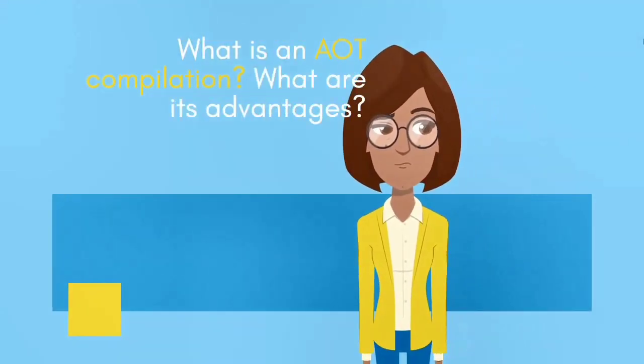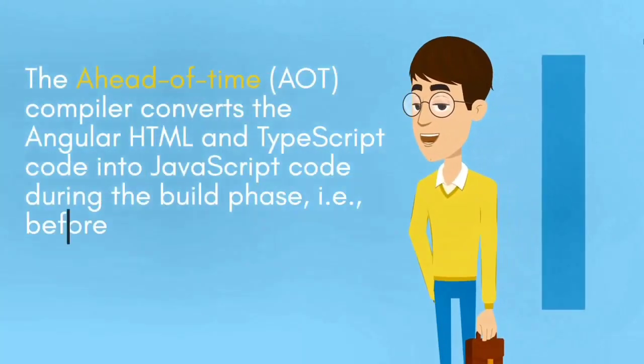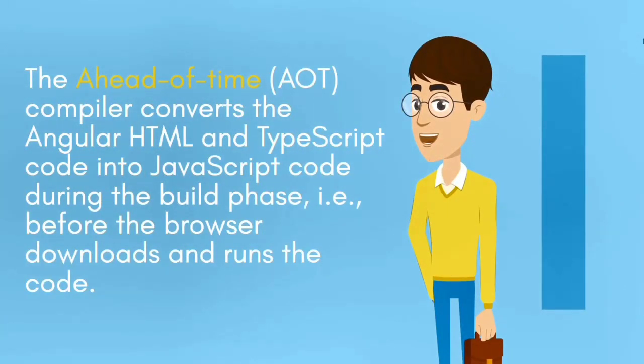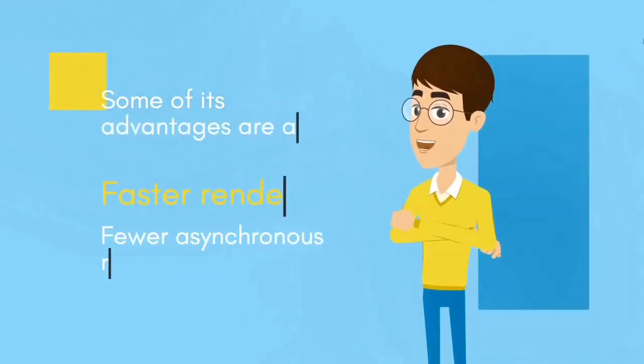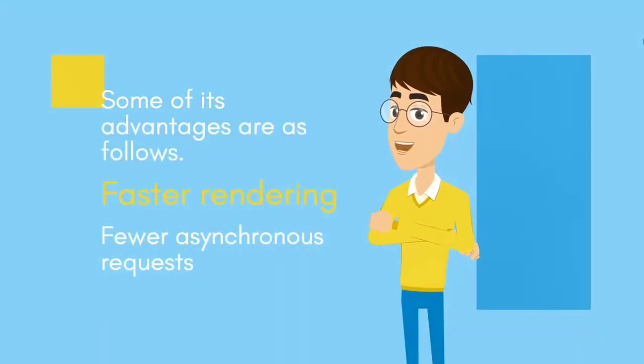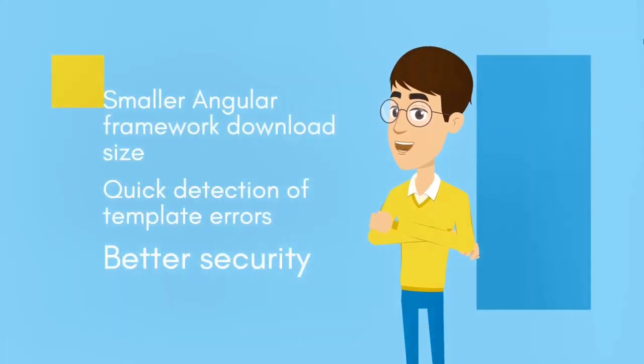What is AOT compilation? What are its advantages? The ahead of time, AOT, compiler converts the Angular HTML and TypeScript code into JavaScript code during the build phase, i.e., before the browser downloads and runs the code. Some of its advantages are as follows: faster rendering, fewer asynchronous requests, smaller Angular framework download size, quick detection of template errors, better security.